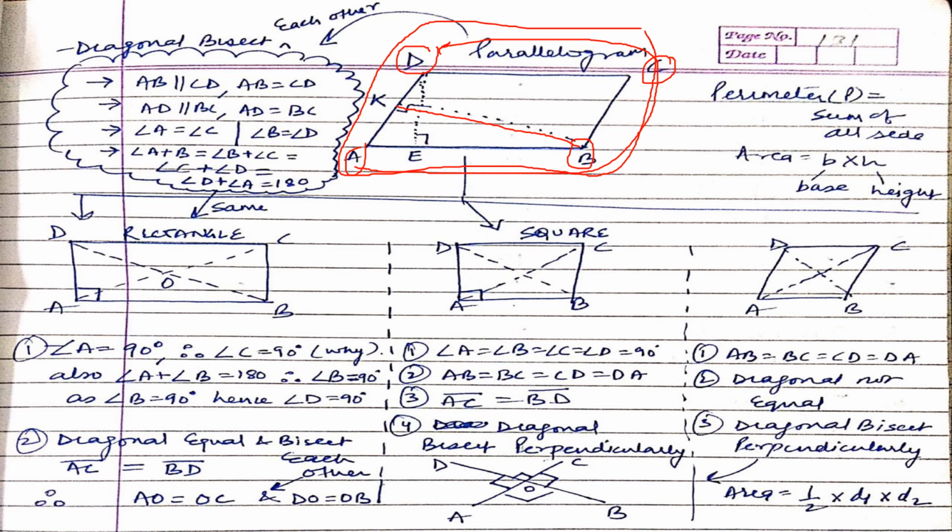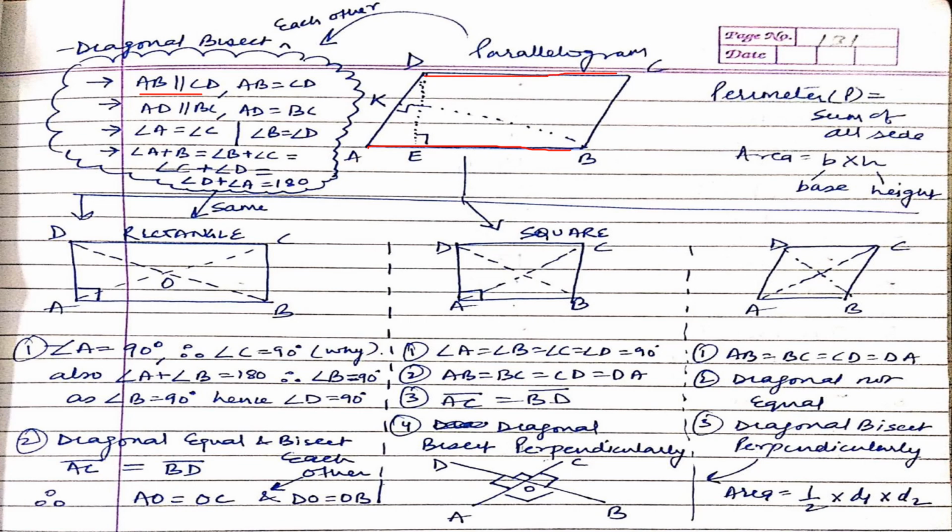This I will discuss later on. Before that, let's see the properties. First of all, the first property is AB parallel to CD. This we already know, that AB and CD are parallel because opposite sides of a parallelogram are equal. As they are parallel, they are equal also. Similarly, AD is parallel to BC, AD equal to BC.